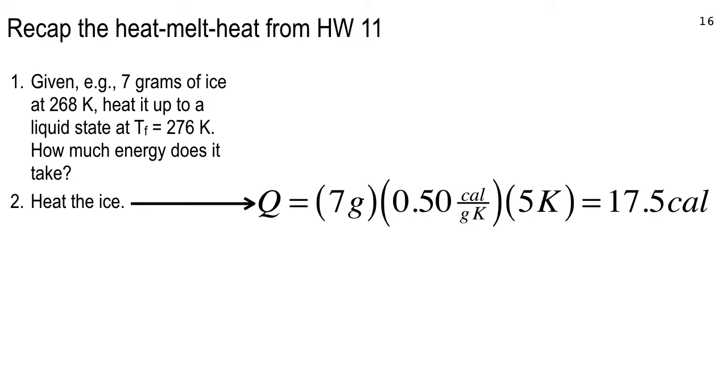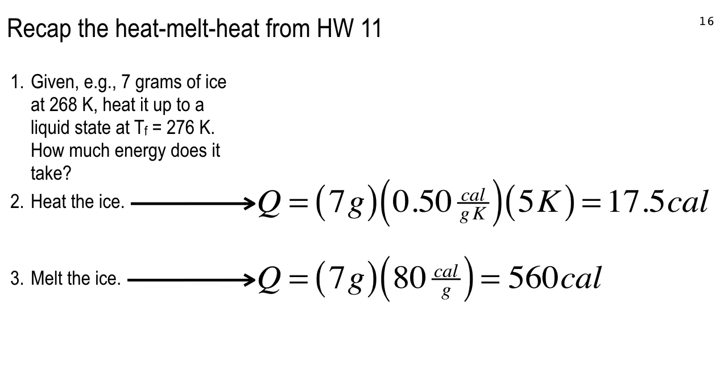Now you might have had 2 grams of ice and final temperature 283. Then the numbers are going to work out differently for that. But for this example, yeah, 17.5. All right, melting the ice. This one's the easy one. Just take how many grams you have. Every gram of ice requires 80 calories to bust it apart into a liquid at 273. So 7 times 80, 560. We're talking a walk in the park here.